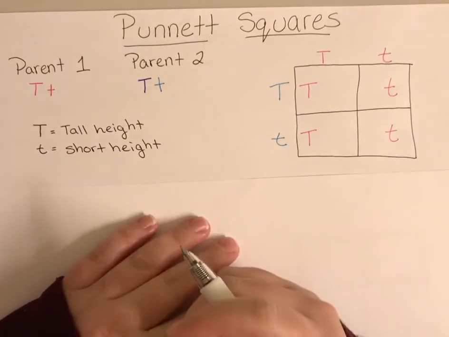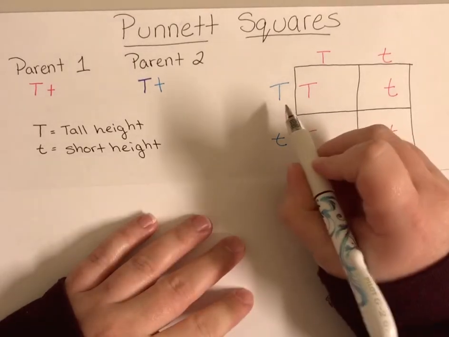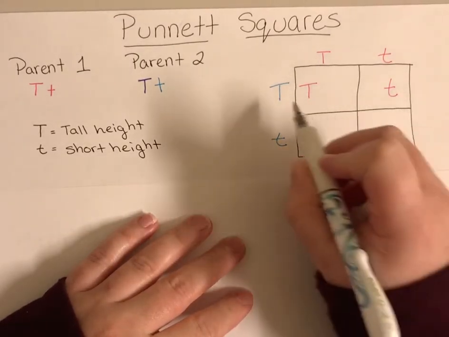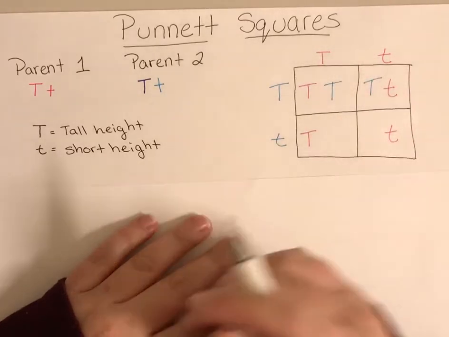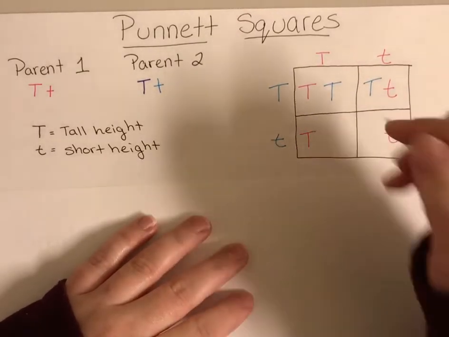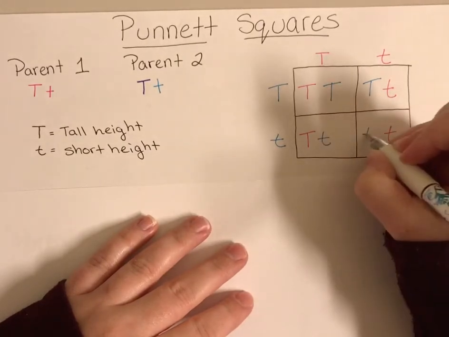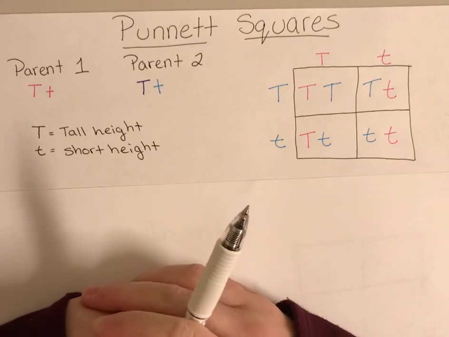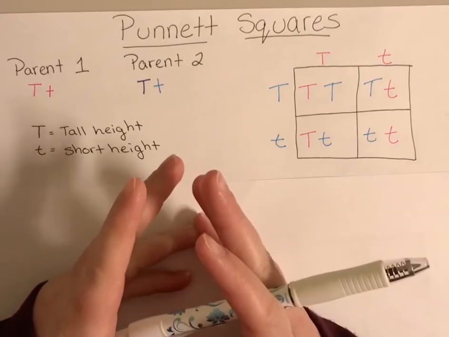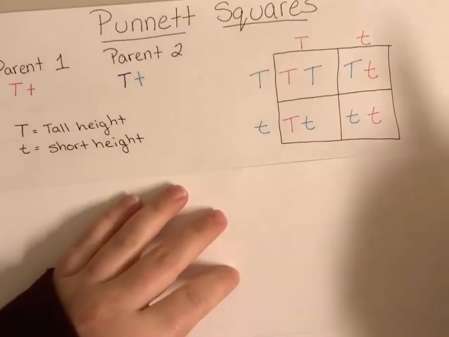Now we're going to do the same thing with parent 2's alleles. So big T is going to go in all the boxes that it's in front of. So it's going to go here and here. And the second allele is going to do the same thing and go in both of these boxes. Okay? So now let's look at what our different percentages of offspring will be.